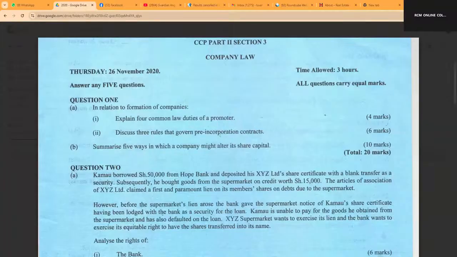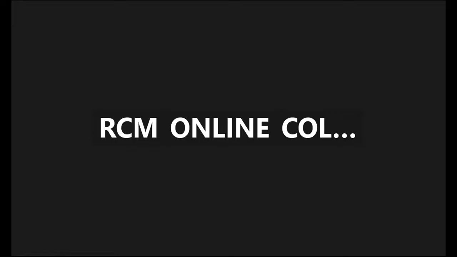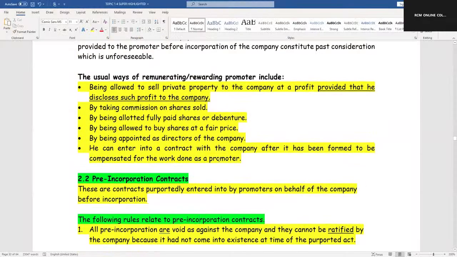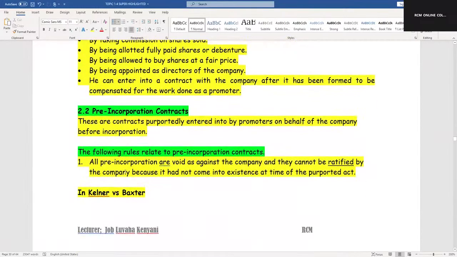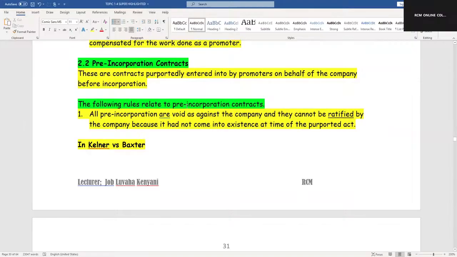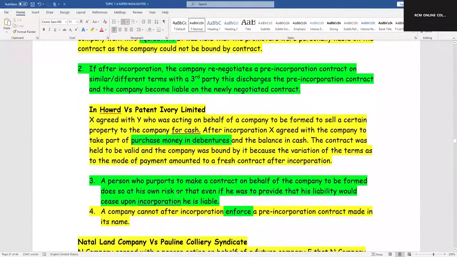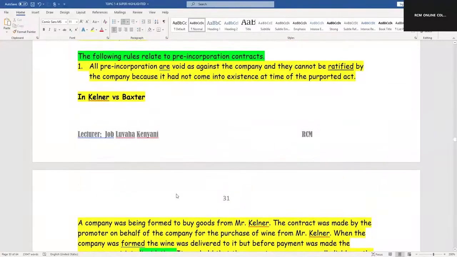Then discuss the rules governing pre-incorporation contracts. This is what we'll look at in our next discussion. But of course, they are here in your notes. Rules governing pre-incorporation contracts, they are here. You can see I've already highlighted this one. Also I've highlighted rules governing pre-incorporation contracts. So we'll discuss them in our next class, which will happen next Monday. Will it actually be next Monday? It will happen next Monday.